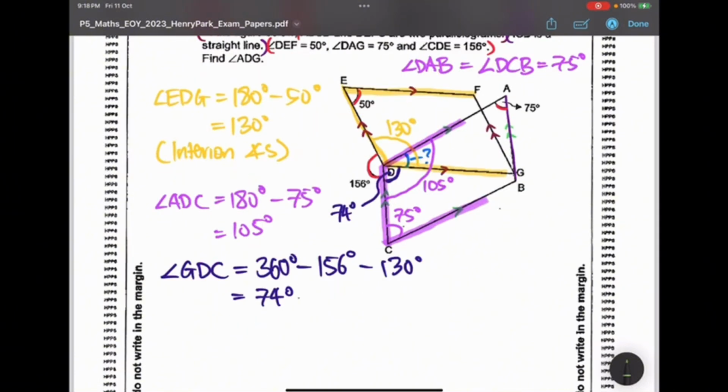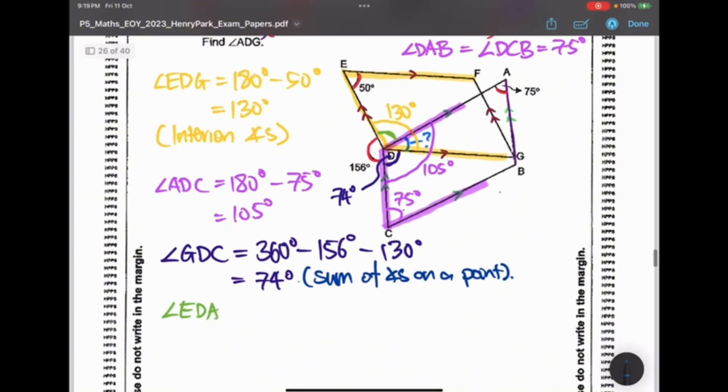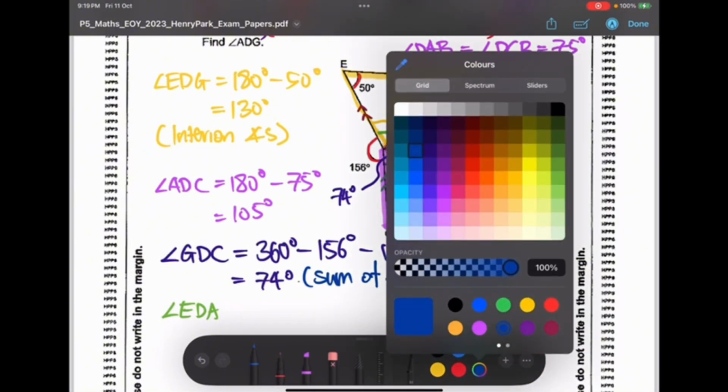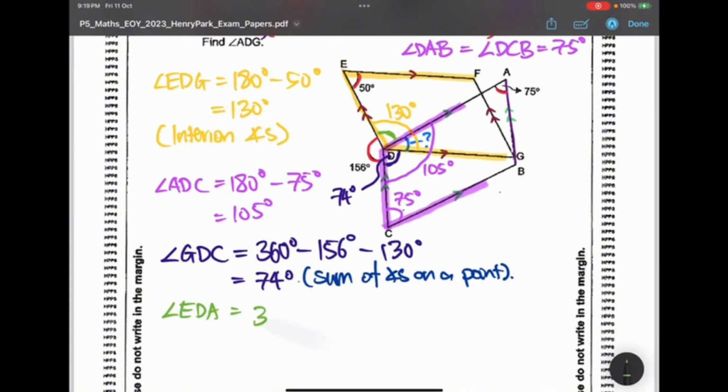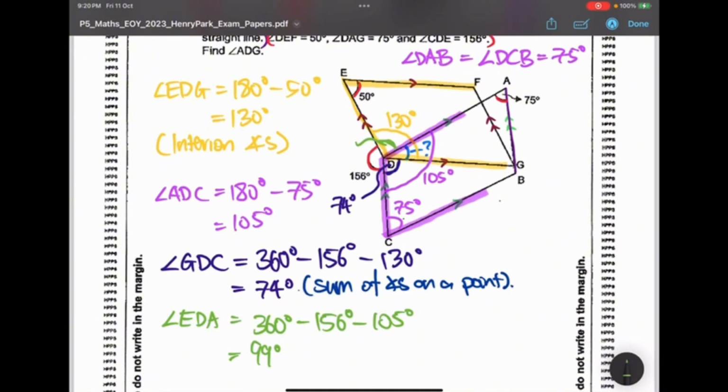Now the next angle I want to find is angle EDA. How do I find this angle over here? Likewise, using sum of angles on a point, we want to find angle EDA as well. That would simply be 360 degrees minus 156 degrees minus 105 degrees, which equals 99 degrees. So now I know that angle EDA equals 99 degrees.